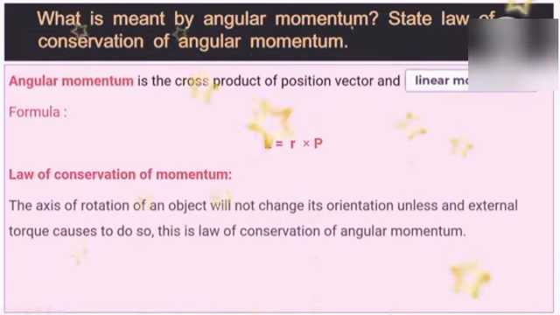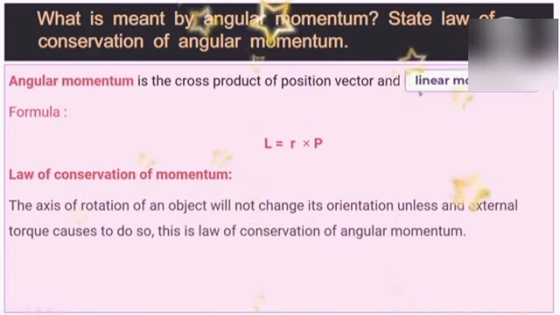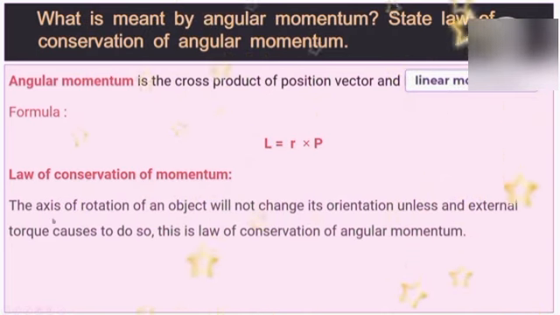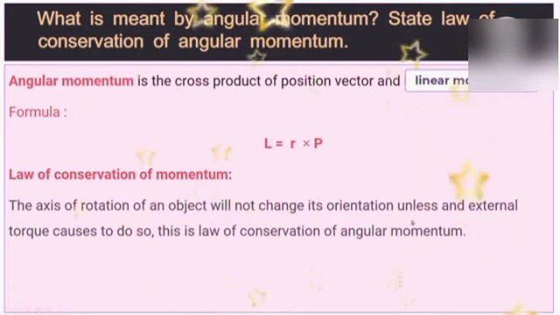What is meant by angular momentum? State the law of conservation of angular momentum. Angular momentum is the cross product of position vector and linear momentum. Its formula is L equals r cross p. Law of conservation of angular momentum: the axis of rotation of an object will not change its orientation unless an external torque causes it to do so.